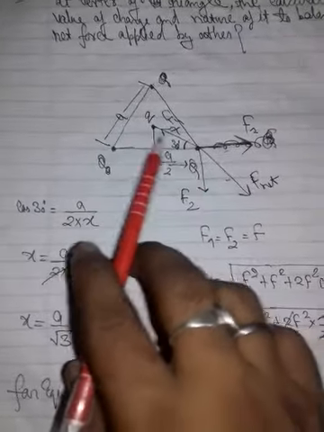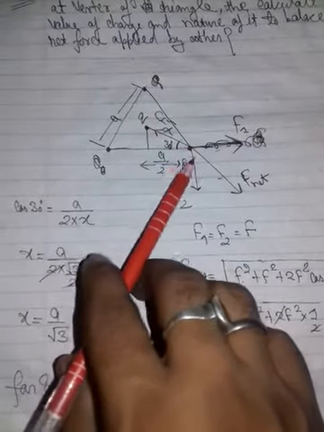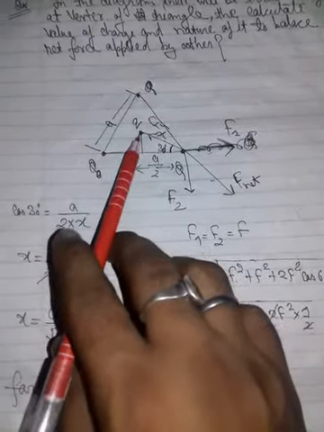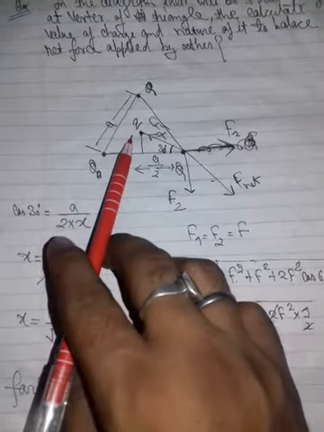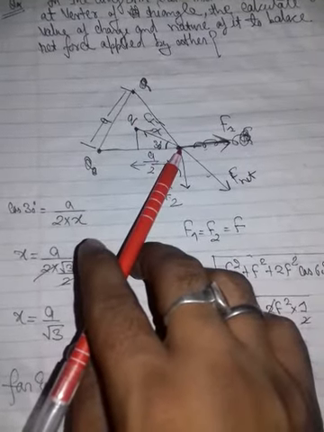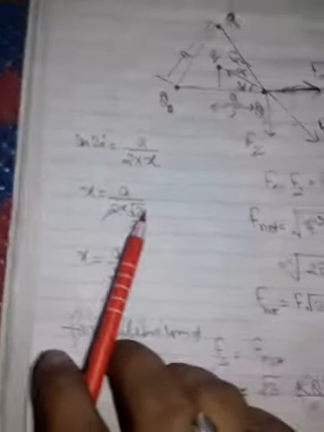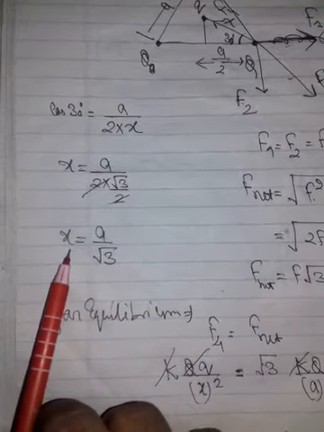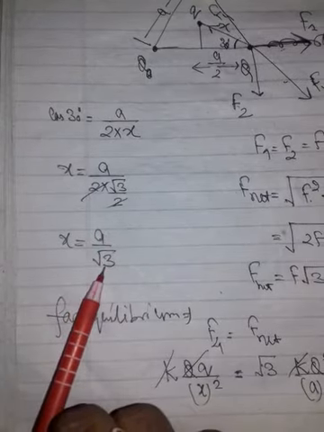and by solving with the trigonometry method, we find the distance between the charge kept at the center and the vertex, and by using the cos relation we got the distance x equal to a by root 3.